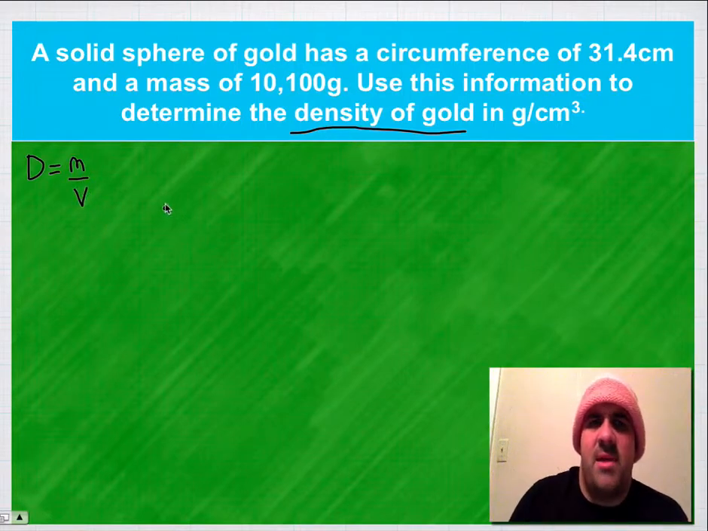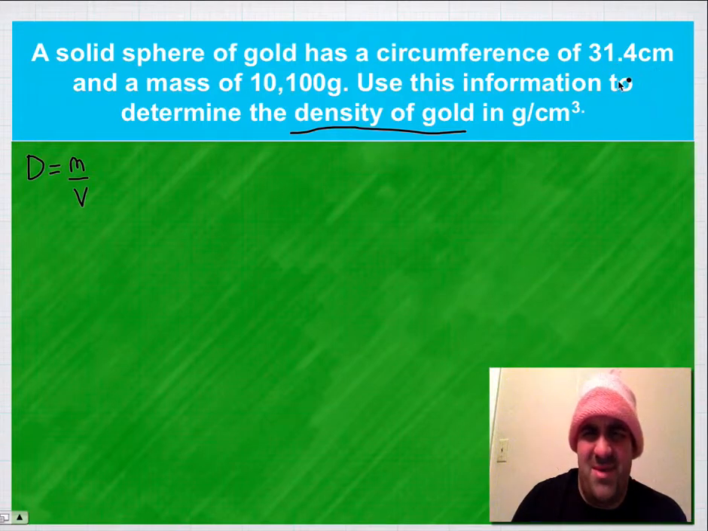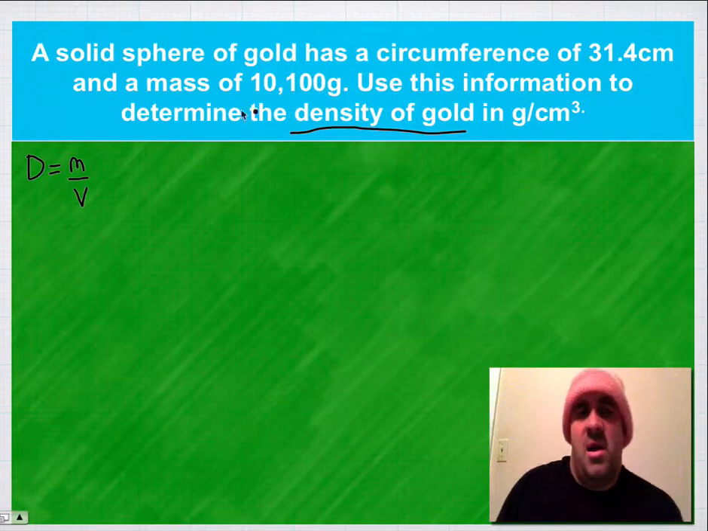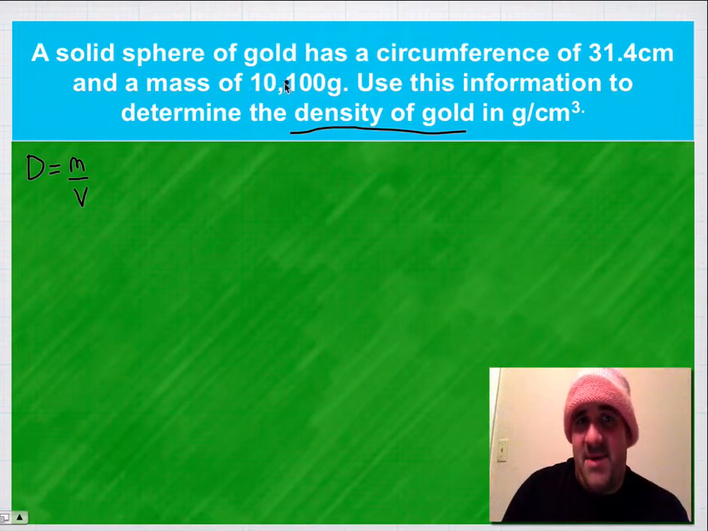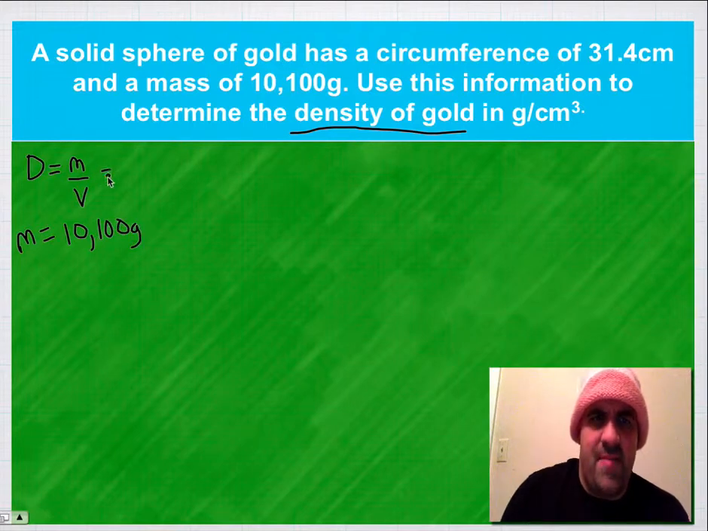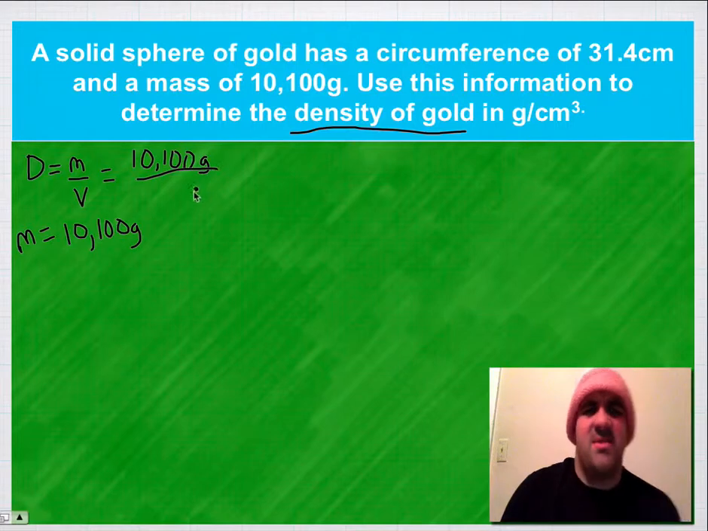What else does the problem tell us? It tells us that the sphere of gold has a circumference of 31.4 centimeters. How is that going to help us with density? That's not a mass or a volume. It also tells us that the object has a mass of 10,100 grams. So immediately I could plug this number in, 10,100 grams.